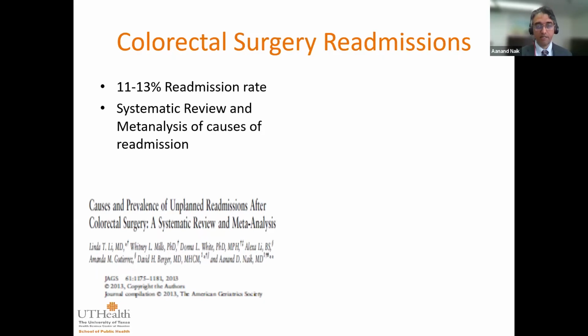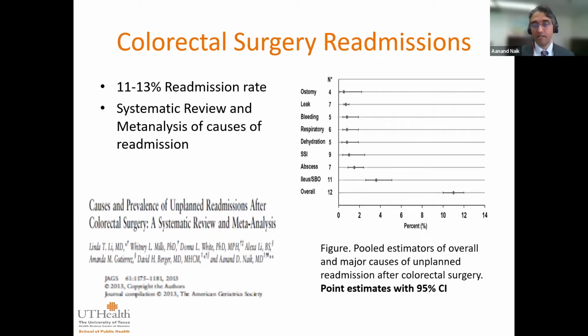She did a really nice systematic review, and she identified not only the rates of readmission, but the key causes, the key conditions that she could identify from the literature, and then some pooled estimates on to what degree that particular condition led to the readmission. So this isn't rocket science. You guys could guess what these things are: ostomy, leaks, bleeding, respiratory symptoms, PE, for example, dehydration, infections, abscesses, ileus, small bowel obstruction, et cetera. And that was sort of a nice way to show the evidence. These are the conditions that cause readmissions.